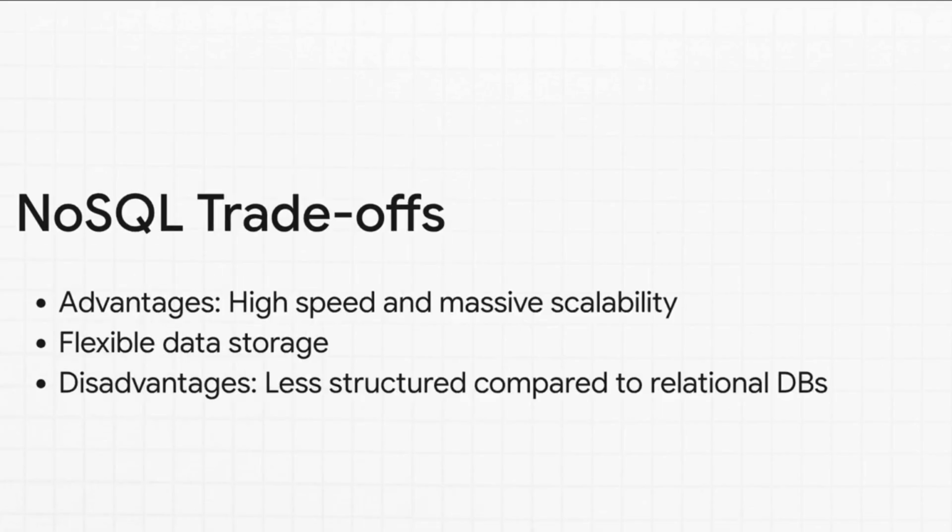The advantages here are really all about scale. We're talking incredibly high speed, massive scalability, and completely flexible data storage. You don't even have to define a perfect table before you start saving data. But as always in tech, there's a trade-off. The primary disadvantage is that NoSQL is far less structured compared to relational databases. By abandoning that rigid, tabular structure to gain all that speed and flexibility, you're giving up some of the strict organizational guarantees that relational models just give you natively.